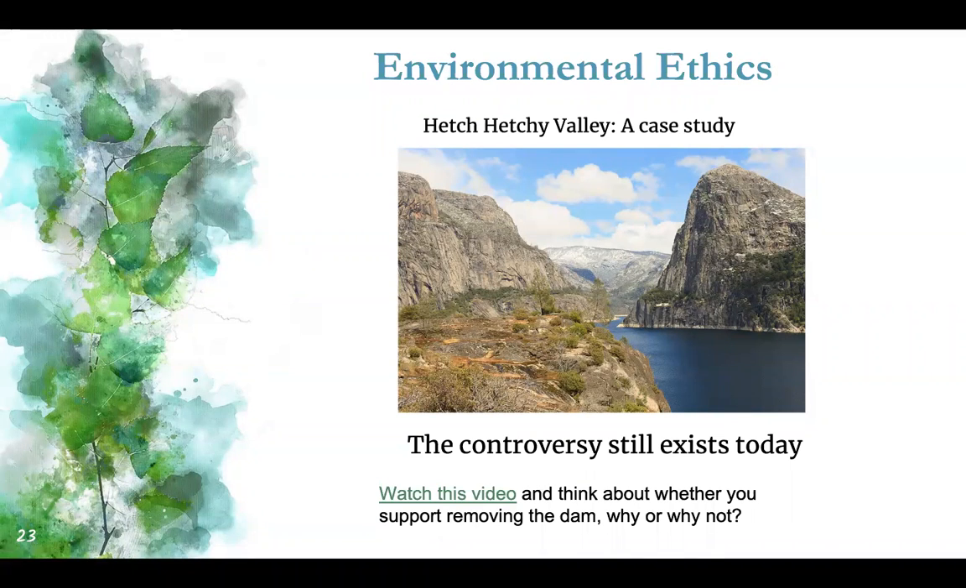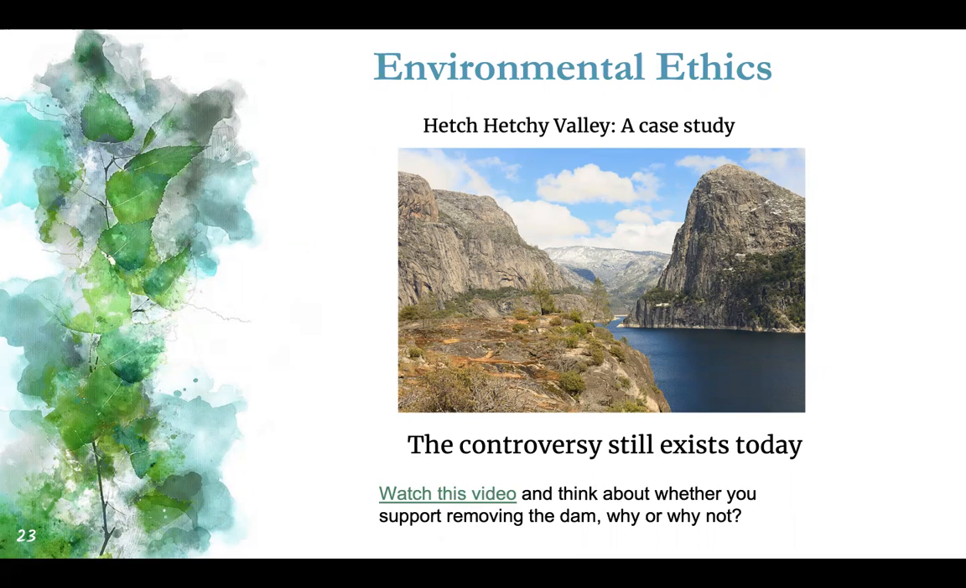So the book discusses the Hetch Hetchy Valley. Now, basically, this dispute over this valley occurred in 1913. So at the time, the public was becoming concerned with the rate of deforestation. And what happened is they are proposing that a dam be put into the valley, which would have flooded it with water.